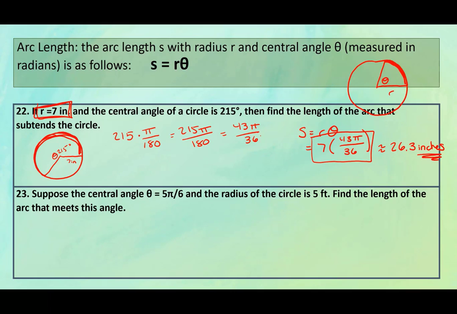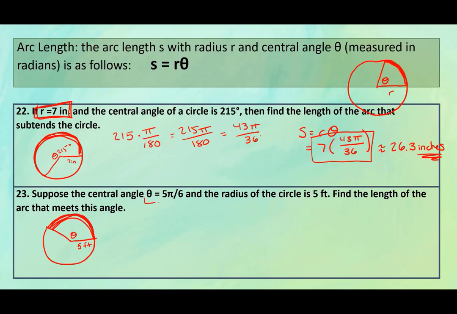So let's try another one. Suppose the central angle theta is equal to 5 pi over 6, and the radius of the circle is 5 feet. Find the length of the arc that meets this angle. So again, you don't have to draw this out, but I like to here. So we have a circle with a radius of 5 feet, and we're looking for 5 pi over 6, which is about this much right here. So here's our angle, and we are looking for this arc length here.